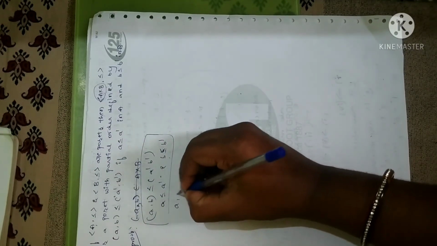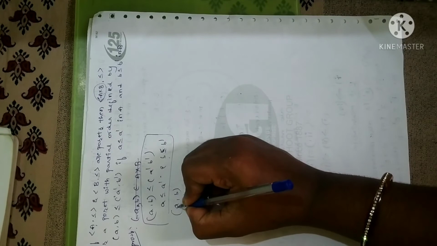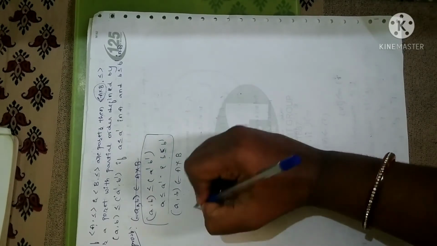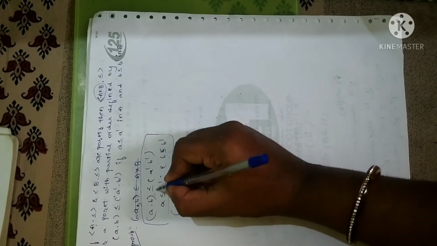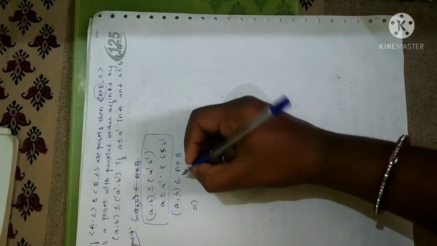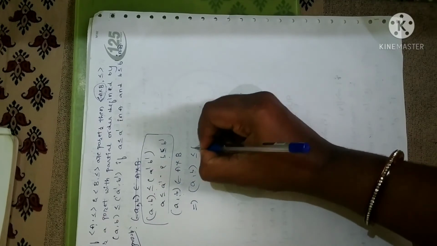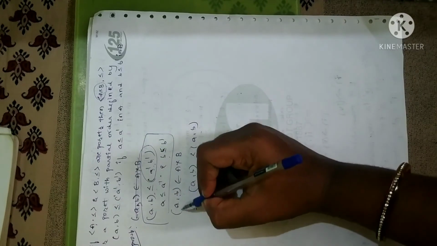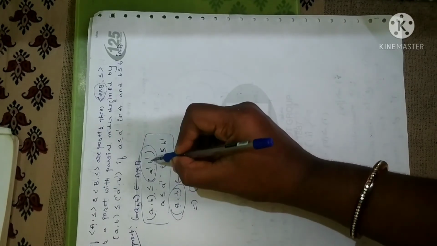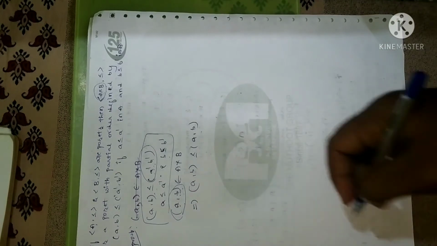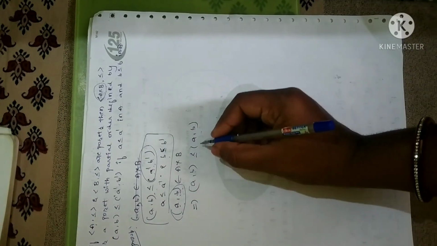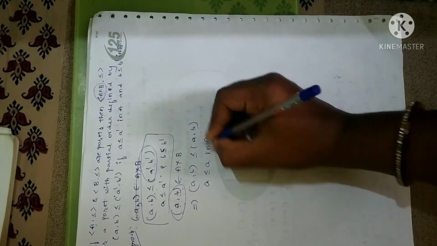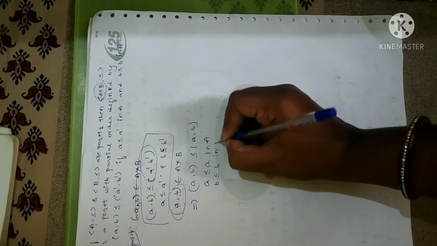Suppose instead of a' and b', we take a and b in A cross B, then this condition will hold good for this element as well. Then I can write (a, b) ≤ (a, b). Why? Because here I have taken an element (a', b'), but here I have taken an ordered pair (a, b). So (a', b') can be replaced by (a, b). Clear? So (a, b) ≤ (a, b) in such a way that a ≤ a in set A and b ≤ b in set B.